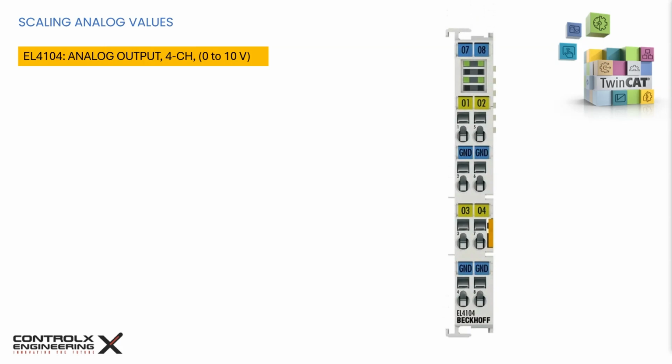Next, let's see how to work with the analog I/O terminals in the PLC. Let's start with the analog output terminal EL4104. This terminal has four channel outputs, which generates an output signal in the range of 0 to 10 volts, corresponding to the value of the linked variable.